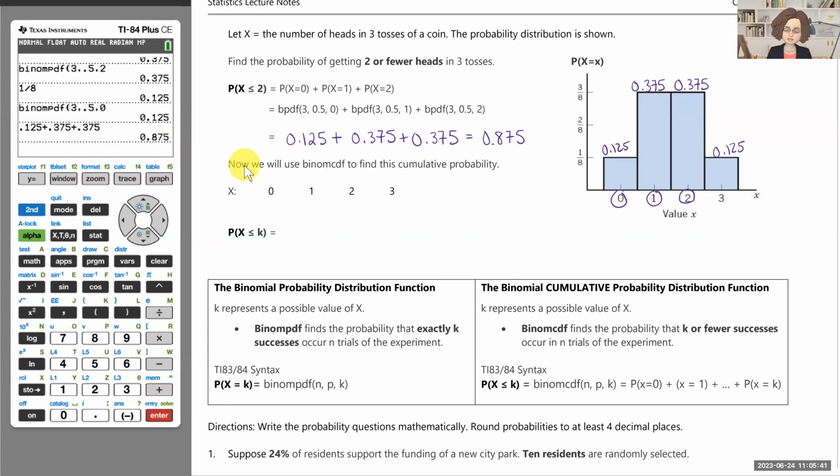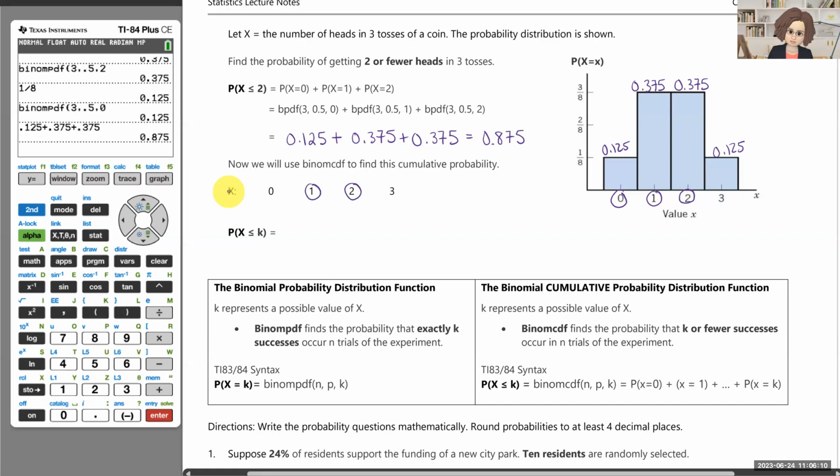So we have a function called binomial CDF. So rather than PDF, CDF. This stands for cumulative probability. I've listed all the possible values of X here when we toss the coin 3 times and count the heads. So I'm just going to circle for this question. We'd like to know the probability of 2 or fewer heads. So 2 or 1 or 0.